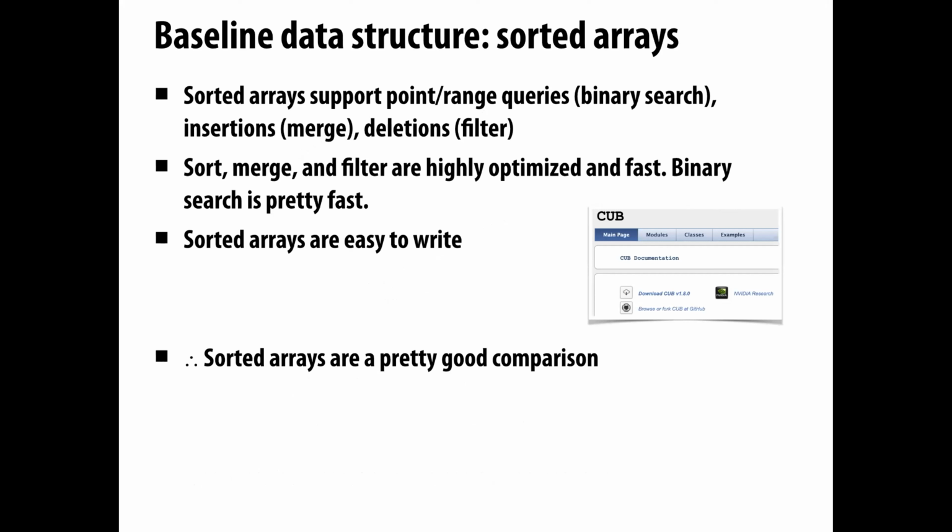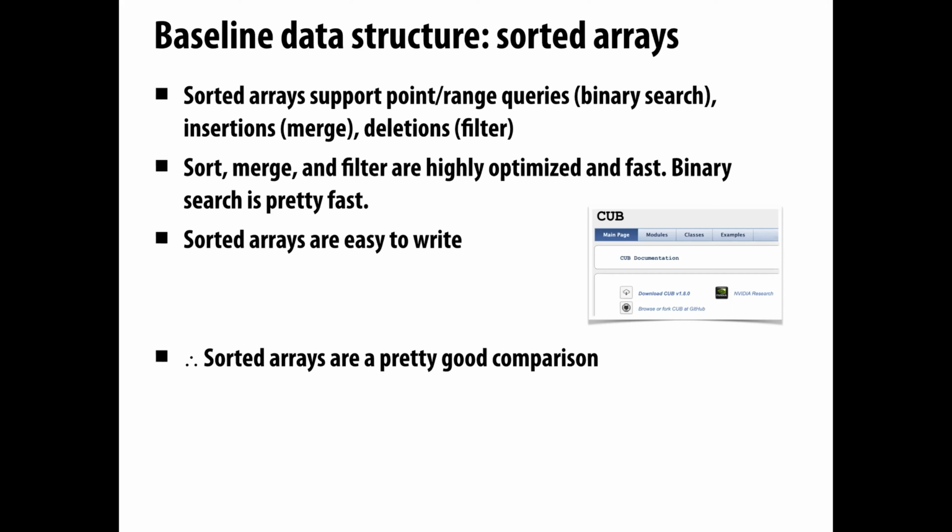If you want to do a batch of insertions, then you have your batch of insertions, your sorted array. You can merge these two things very efficiently if both arrays are sorted, right? That merge is very fast. If you want to delete a bunch of things from a sorted array, then you just do a filter. And again, that's very fast too, okay?